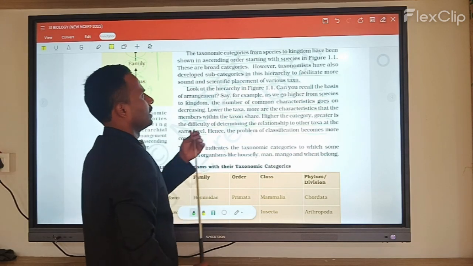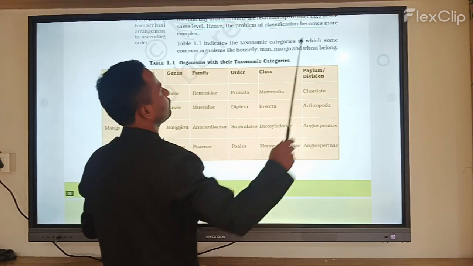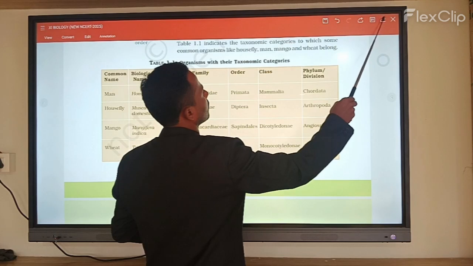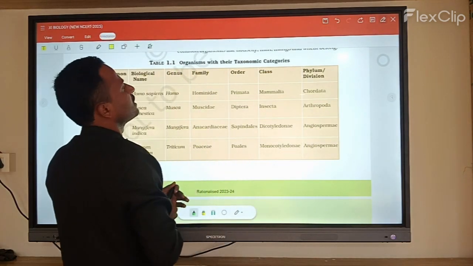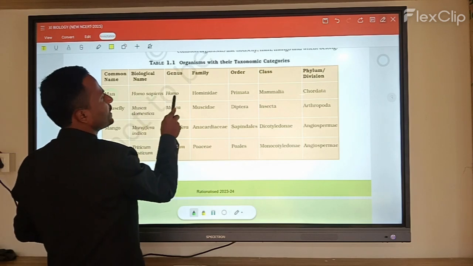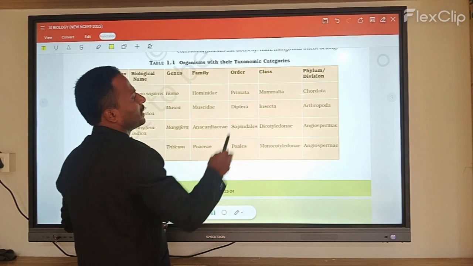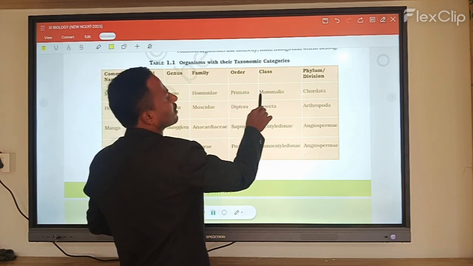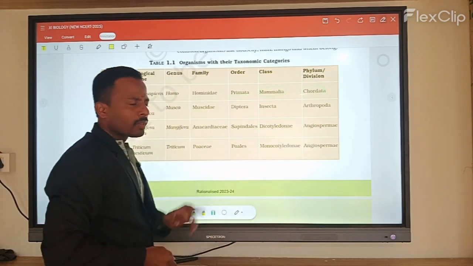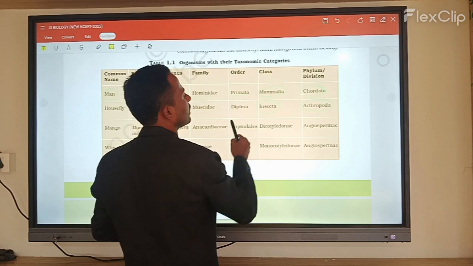So they have given a table also. In this table, once you check, these are the organisms within a taxonomic category. For example, man, you see, is Homo sapiens. Homo means genus here. Hominidae means family. Primata is the order. Mammalia is the class. Phylum is Chordata. And another one here, arthropods. Here the class is insecta.